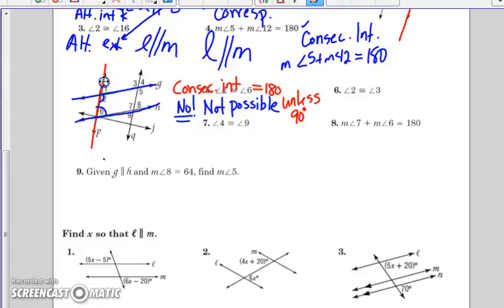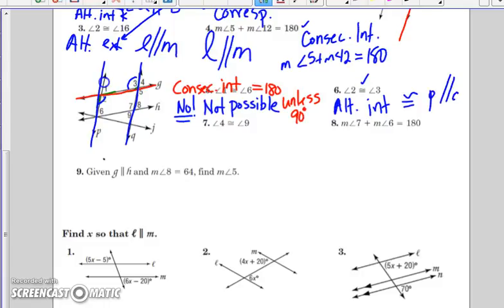Okay, so let's look at number 6. It says angle 2 and angle 3. The one line that touches both 2 and 3 is G. And the parallel lines for that would be here and here. It says that angle 2 is congruent to angle 3. They're both interior angles. They're on different sides, so that means that they are alternate interior angles. And so if they're alternate interior angles, we know that they have to be congruent, which is what it's saying here. So that would mean that P would have to be parallel to Q.